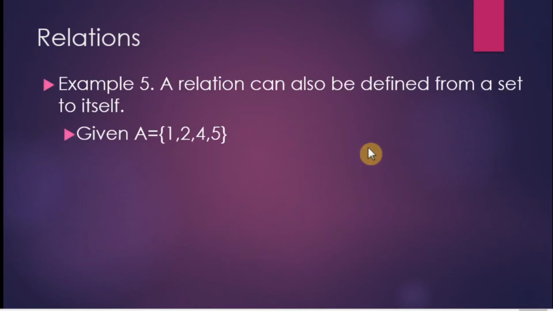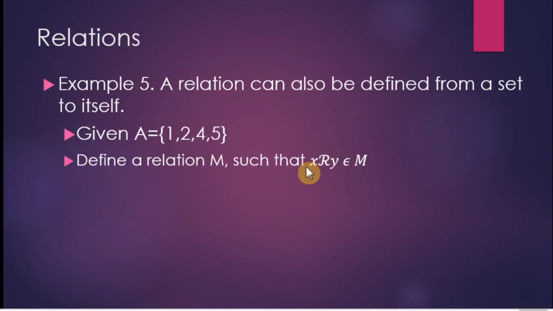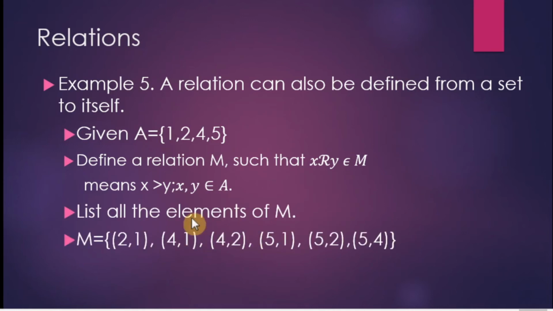Another example, but this time we are given a single set because we are going to define a relation from the given set to itself. So we are actually working on two sets. It's just that the two sets are the same. We call it a relation on A. The definition is that the ordered pair (X, Y) is included in our relation M if X is greater than Y, meaning the first number in that ordered pair is greater than the second number of the same ordered pair. Let us list all the elements. We have (2,1), (4,1), (4,2), (5,1), (5,2), and (5,4). We see that the first numbers here are actually greater than their pairs.